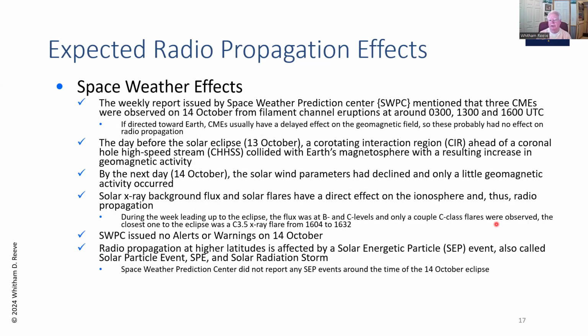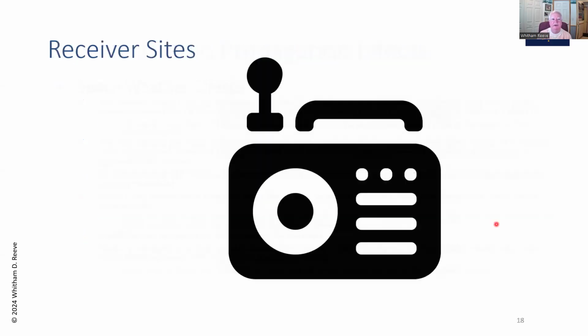Solar wind parameters, the density and the wind speed and so on, have a significant effect on Earth's ionosphere. So we have all of these complications, and I knew all of these going in to this eclipse. So I was really not expecting a lot of really good results, but I'll show you some here in just a minute.